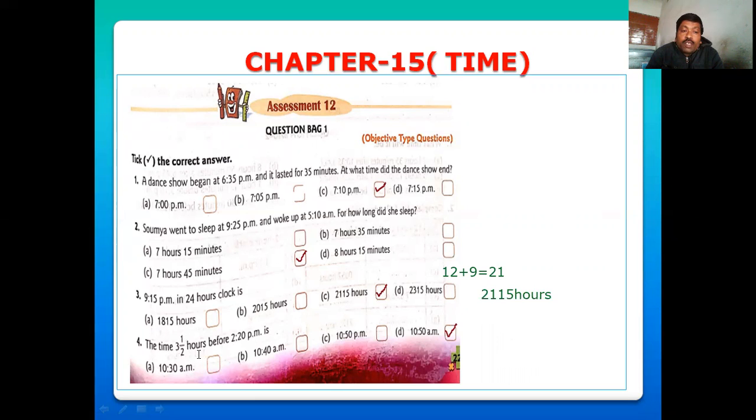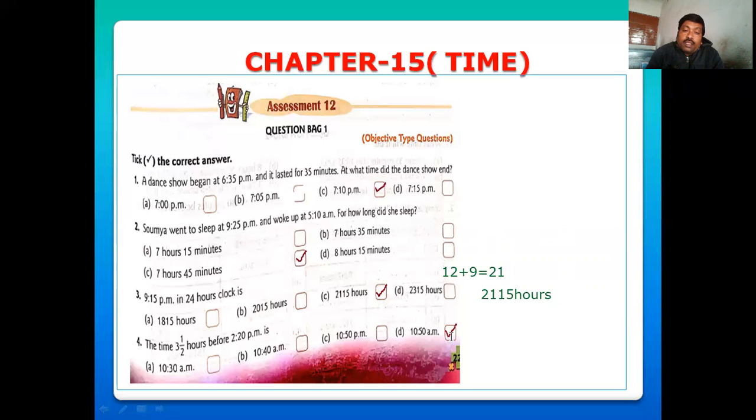And now question number 4. The time 3 and 1 by 2 hours before 2:20 p.m. We can solve this type of question mentally. 2:20 p.m. means the time is after the afternoon. Then when we go back 3 hours, the time will be 11:20. And when we subtract 30 minutes from it, we get 10:50 a.m.